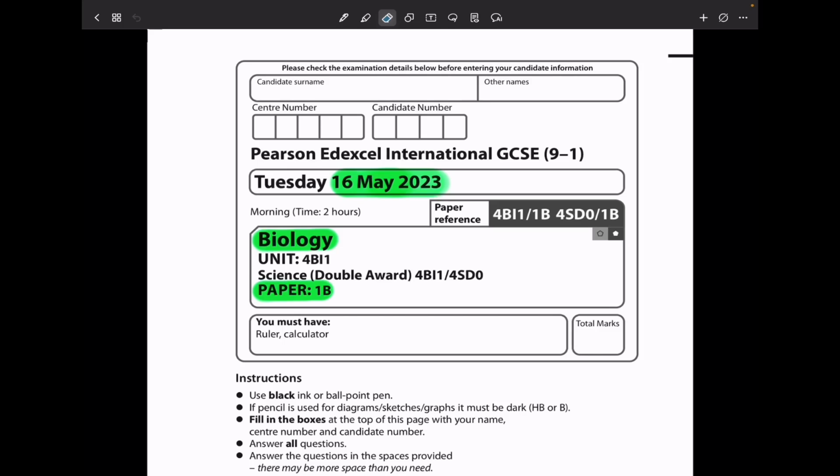Today we are doing the Pearson Edexcel International GCSE Biology Paper 1B for May 2023. Let us begin with the first question.